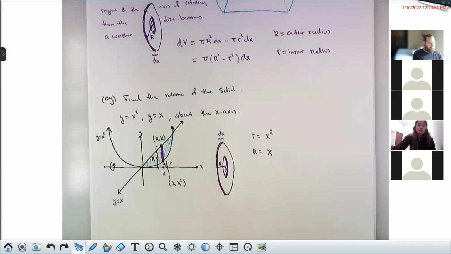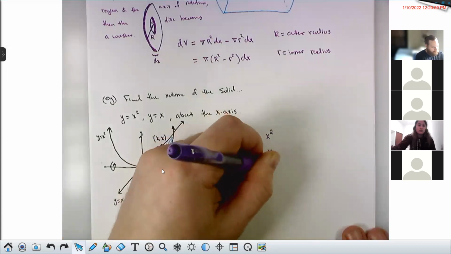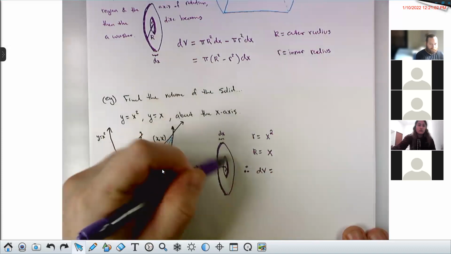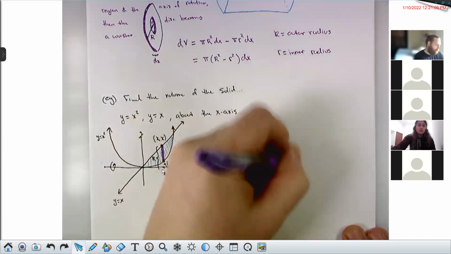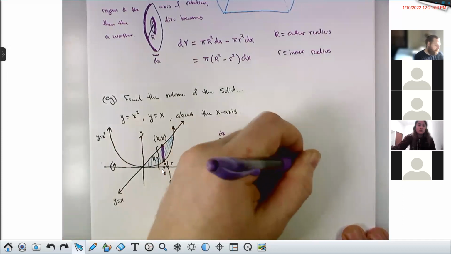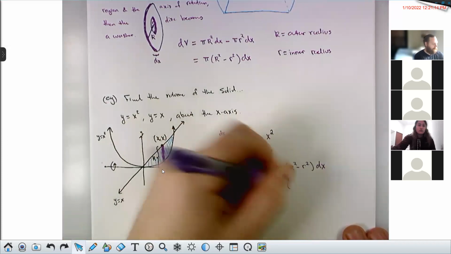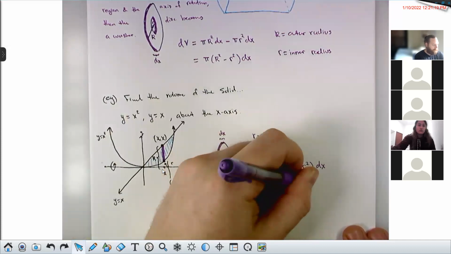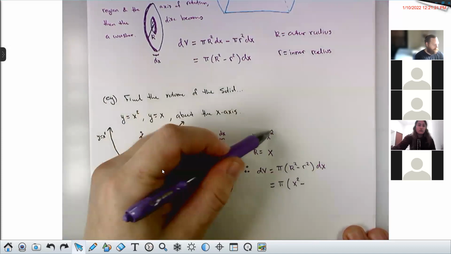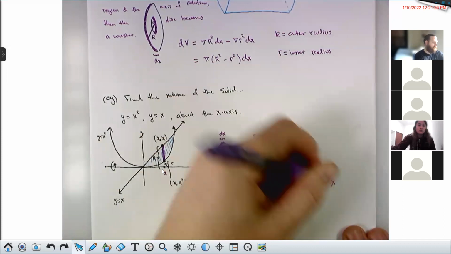So let me write down dV and we'll set up the integral here. So this means that dV, the volume of this little washer, is pi times the outer radius squared minus the inner radius squared, dx. The outer radius is x, so that squared is x squared, minus the inner radius is x squared, so that squared is x to the 4th, dx.